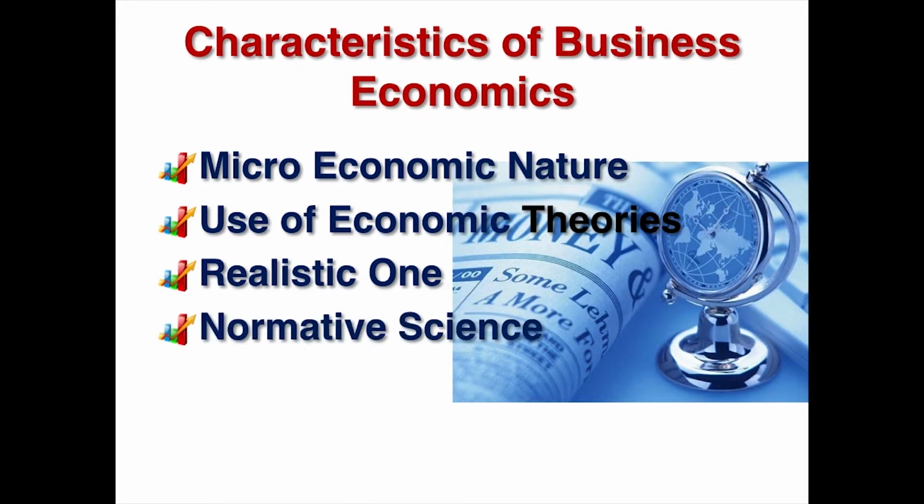Business economics is a normative science. It studies the matters concerning the aims and objectives of a business firm. It determines the methods to be adopted for achieving such objectives. It also makes inquiry into the good and bad in decision making. Hence, it's a normative science.